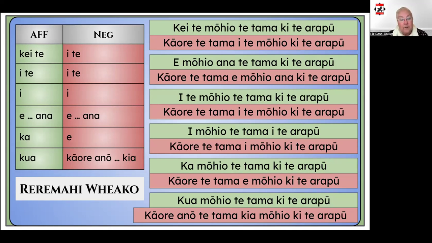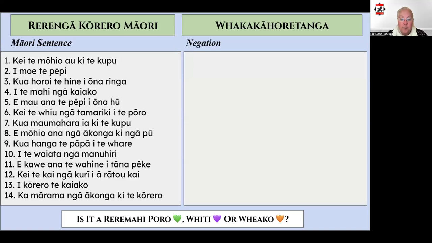Before I move on, I've got some practice activities for you to do, but if you're planning to do the activities, you might like to pause the video and write down the whakakahore partners first. Here's a little practice activity for you, choosing whether the rerenga kōrero on the left are a reremahi poro, whiti or whiako, and then negating the sentences using correct kupu whakakahore. Take careful notice of the tohu wā because I've mixed them all up. Next up, I'll be giving you the answers. So if you want to have a go at these, please pause the video now.